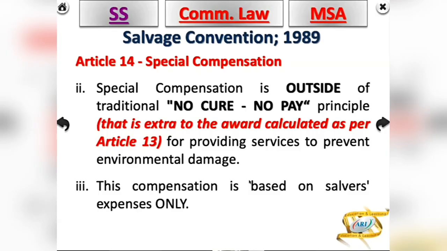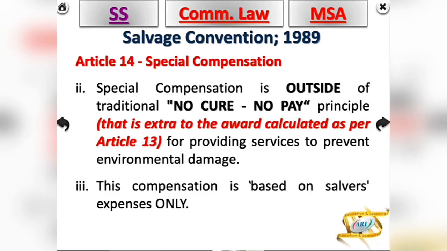So coastal countries, France, Portugal, Spain, England, all those people, North Sea, Baltic Sea, they said, yes, this is serious, it can devastate us all. So Lloyd's came up with that thing, but this special compensation is only for that. So it is outside. Treat 13 and 14 as two watertight compartments.